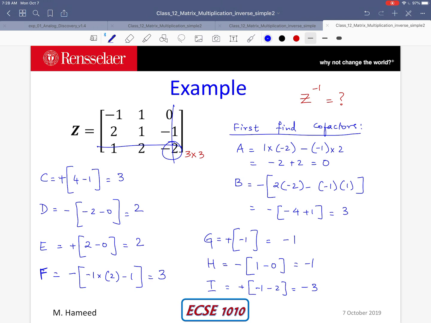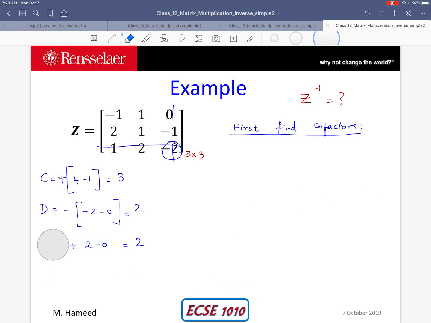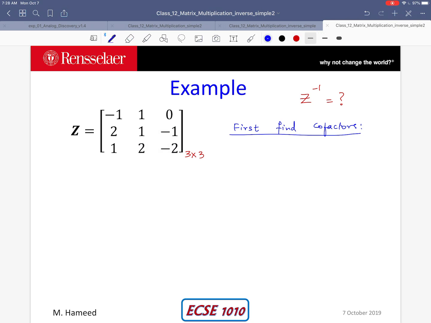So the first thing I'll do is erase all of this because I've already found them out, and then I'm going to essentially write the adjugate of Z. So I have adjugate of Z as a matrix of cofactors, and at the end I also need to transpose this matrix. Now I've already found the cofactors. Those were 0, 3, 3, 2, 2, 3, and negative 1, and negative 3. Now we still need to do the transpose.